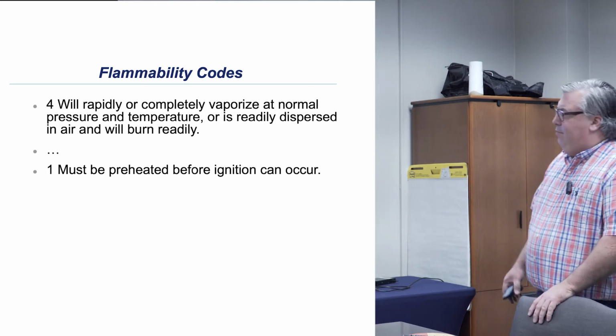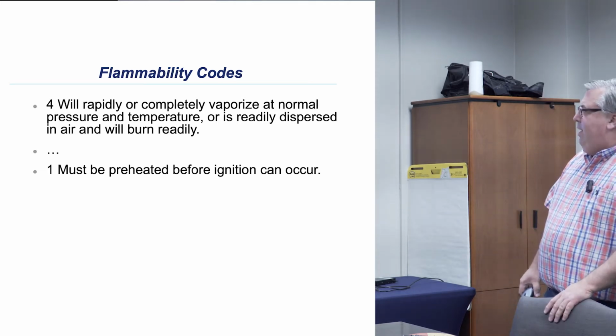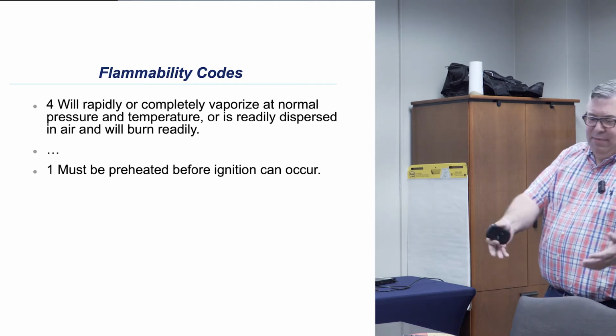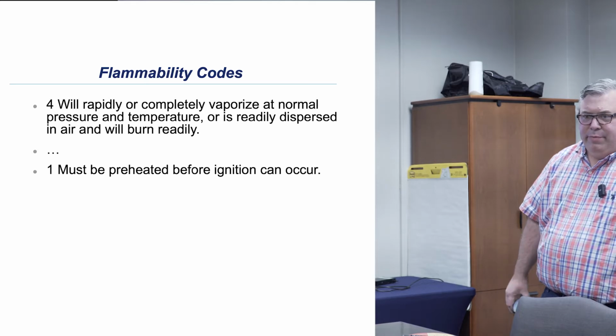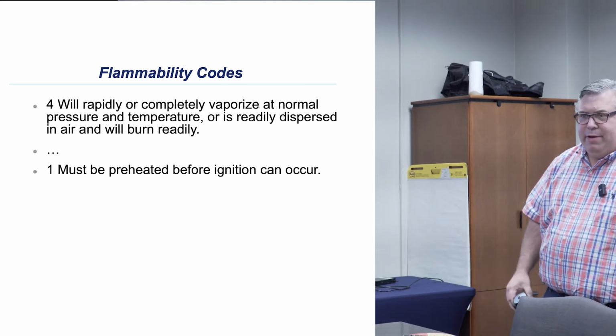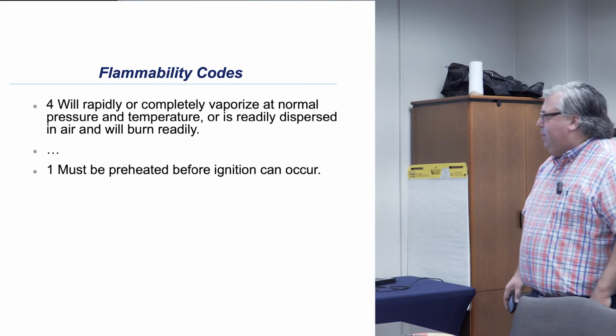Whereas down at 1, you have to preheat it before ignition can occur, meaning the 70 degrees or so that it's at in this room, it normally wouldn't be flammable. You'd have to bring the temperature up higher than normal temperatures for it to catch on fire.